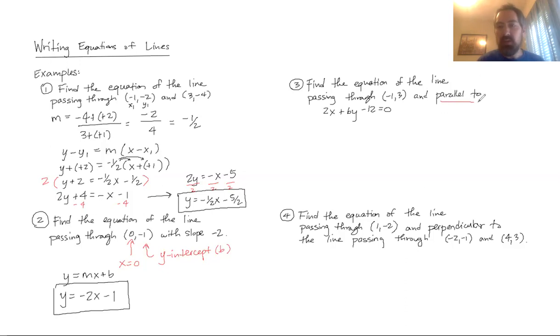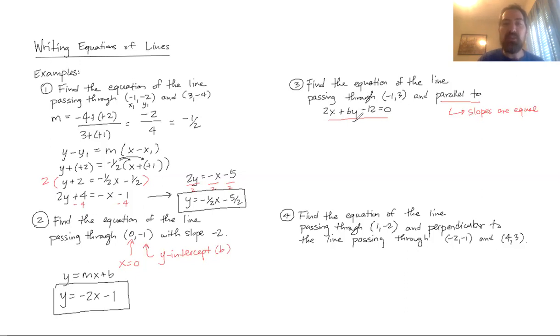Using this information, we know that this line is parallel to 2x + 6y - 12 = 0. And we know that two lines being parallel implies that the slopes are equal. So if I can find the slope of this line, then I know the slope of the line that I'm trying to find. All right, so how do I find the slope of this equation? Now, what form is this equation in? I said equal to 0. That's called the general form.